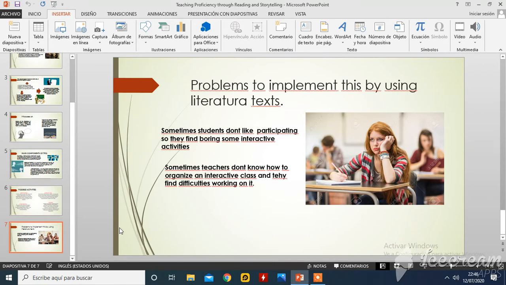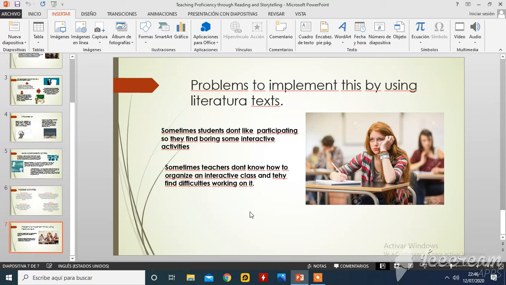But also, in this method, you can find some problems at the moment of implementing it using literature texts. A problem could be that sometimes students don't like to participate. Sometimes they find some interactive activities boring, and this could be a very big problem because then you have to use other techniques to get the attention of the students.